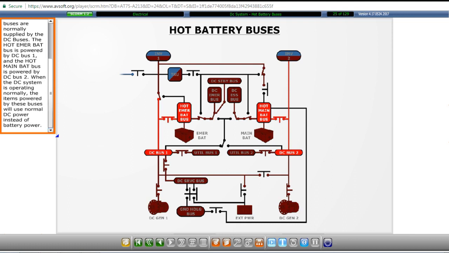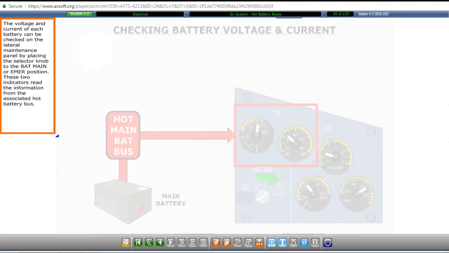The hot emergency battery bus is powered by DC bus 1, and the hot main battery bus is powered by DC bus 2. When the DC system is operating normally, the items powered by these buses will use normal DC power instead of battery power.